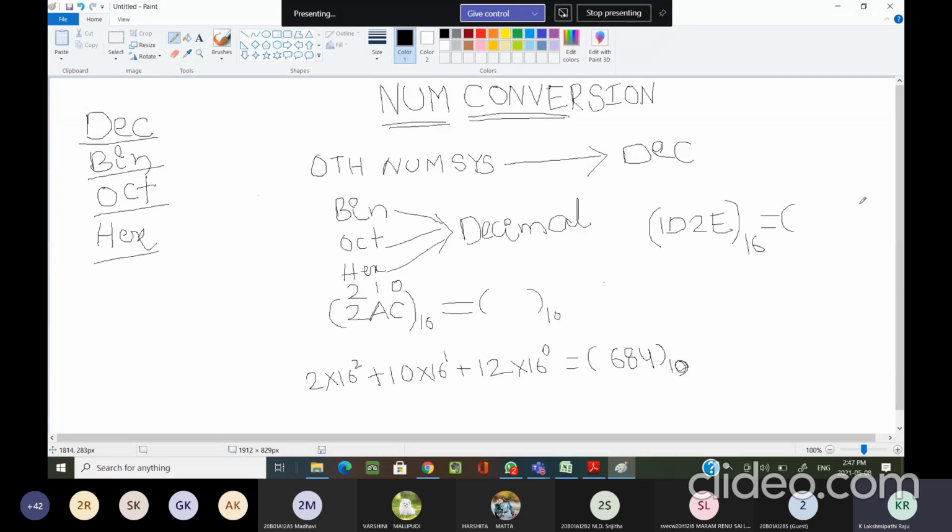My screen is visible to everyone. I hope my screen is visible to each and every one. Don't say, sir, I am thinking that it is a decimal number. It is a hexadecimal number. Okay, convert this hexadecimal number into a decimal number.